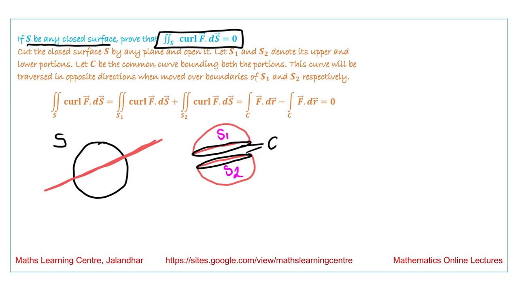Then we are saying, when we are talking about this surface S1, this is the surface that we have and this is the curve C. Now it has to bound this surface.